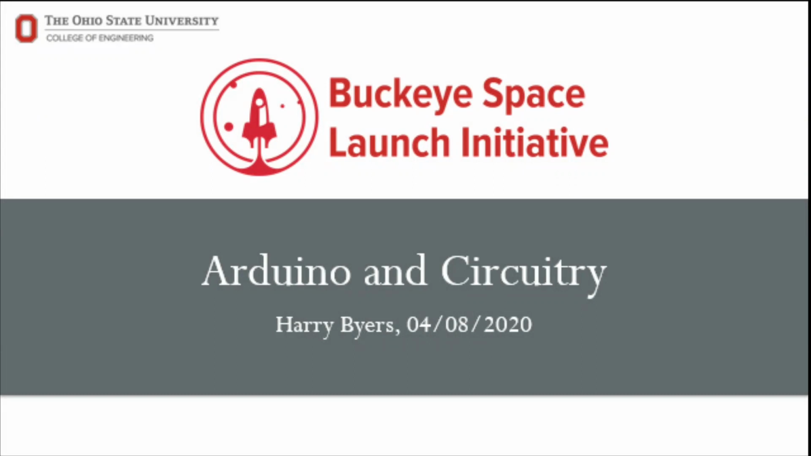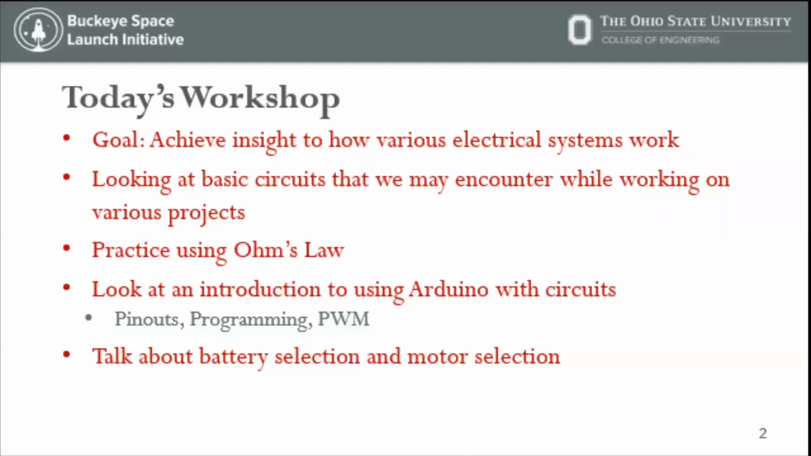Today we're going to be going over Arduino and circuitry. I just want to talk briefly about what we're actually going to be covering today. So our goal is to achieve just a little bit of insight on how various electrical systems work. Specifically, we're going to be looking at basic circuits. The one that we're looking at is going to be a resistor LED circuit. So we're going to be trying to turn an LED on and off.